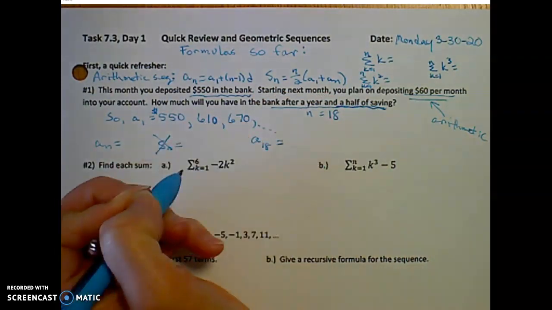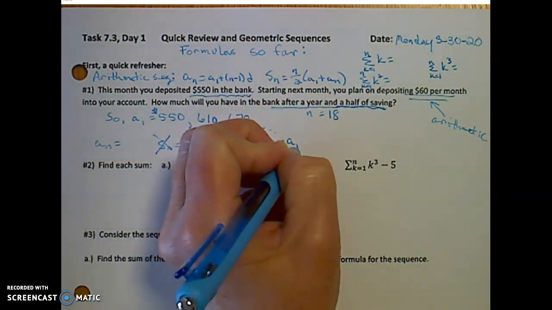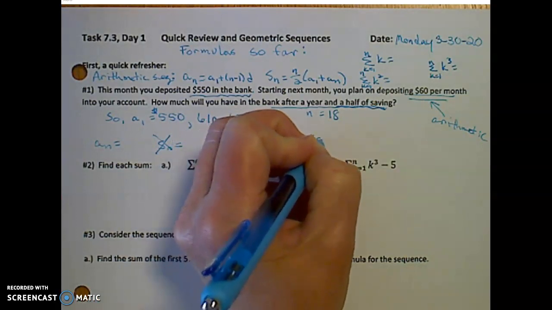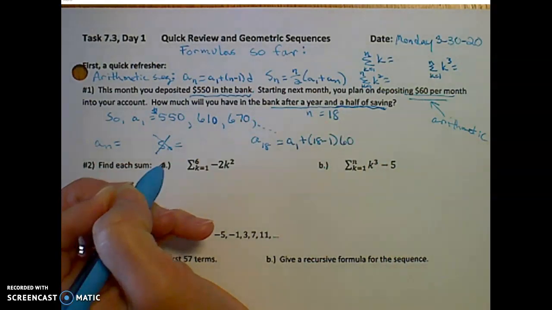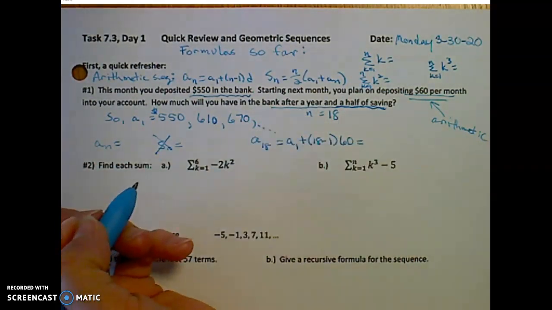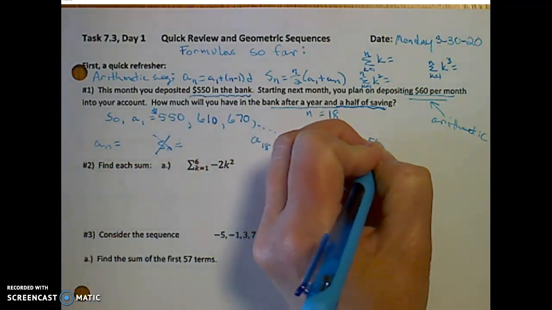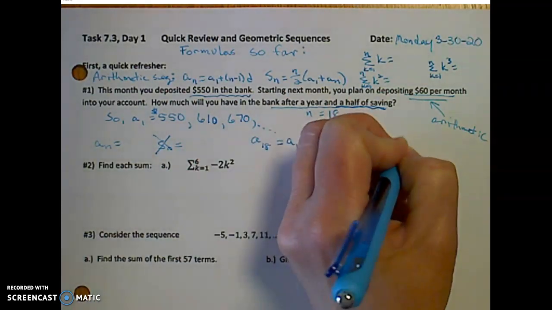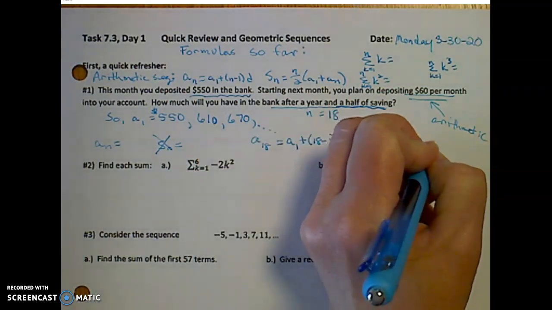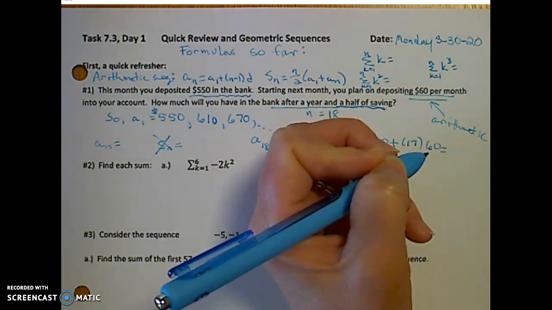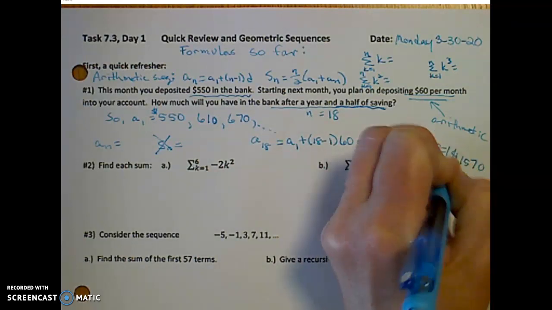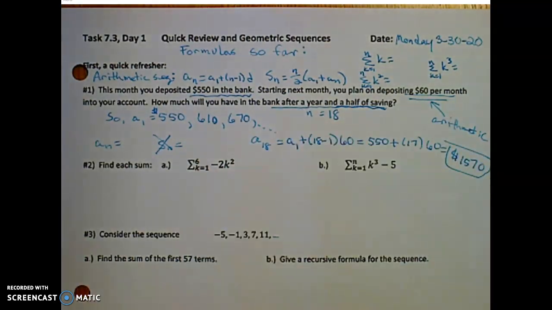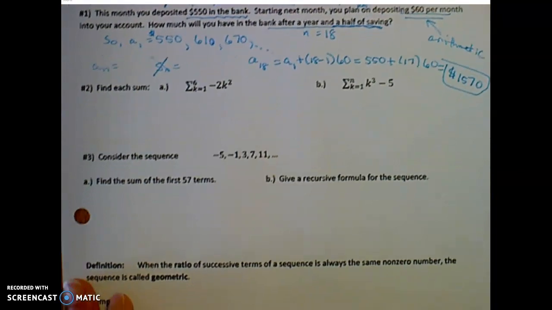So to find A sub 18, that is always the first term plus n minus 1 of those differences, and we're depositing an additional $60 every month. So what is A sub 18? 550 plus 17 of those $60. Pick up your calculator and figure out what that should be. And I got $1,570.